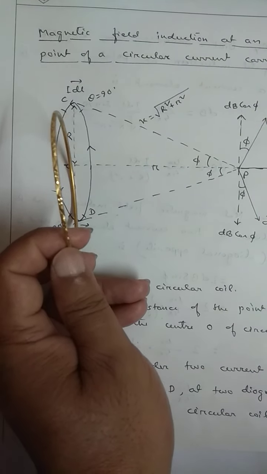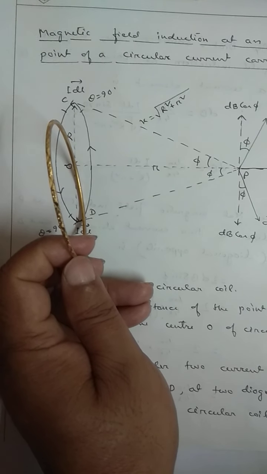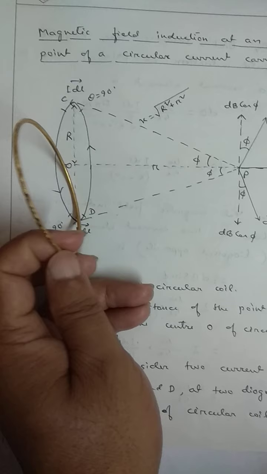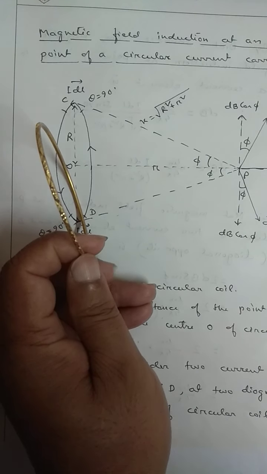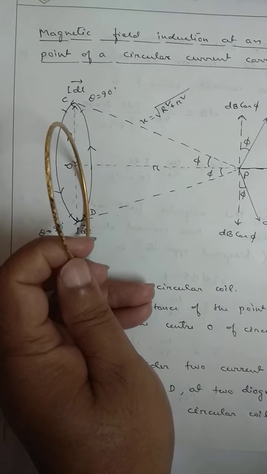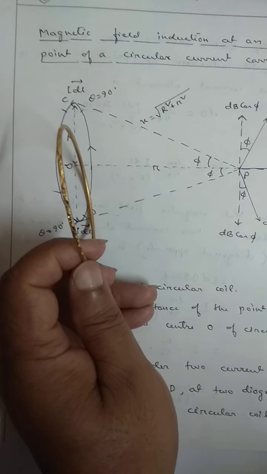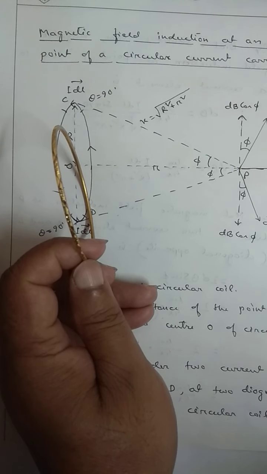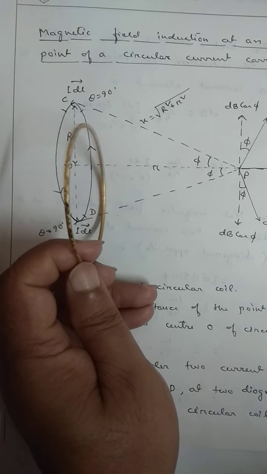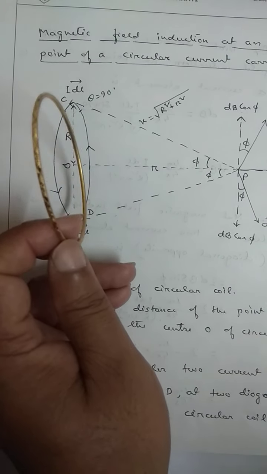So what is the procedure? The procedure is that we have to apply the Biot-Savart law. The Biot-Savart law gives us the value of magnetic field induction at a point due to a current element. What is a current element? It is a small section of a current carrying conductor.